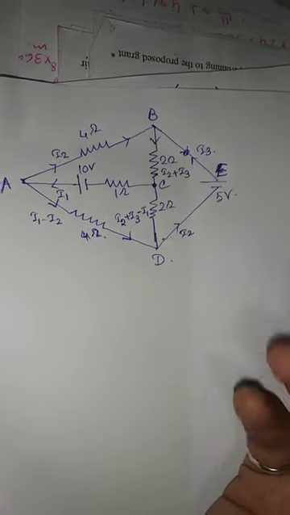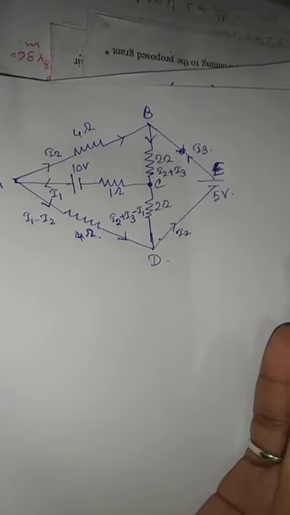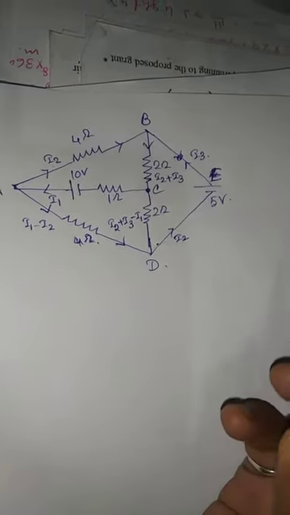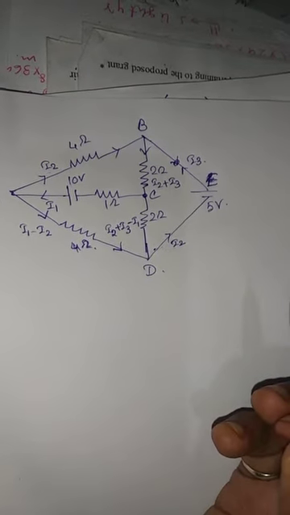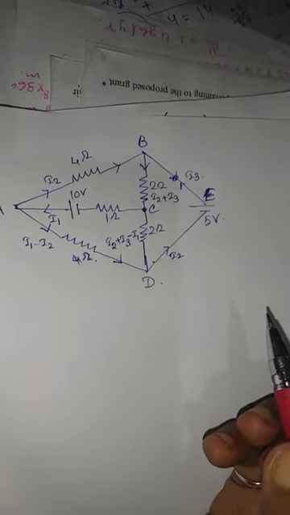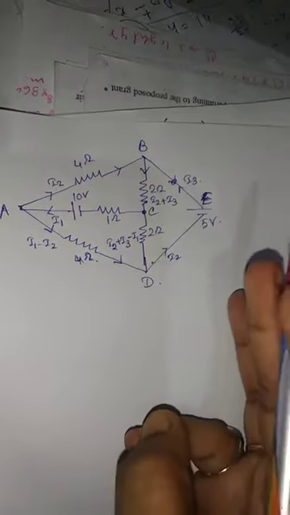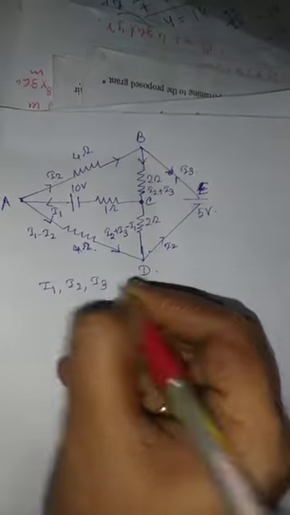Each branch of the network is assigned an unknown current to be determined by the application of Kirchhoff's law. To reduce the number of unknowns at the outset, the first rule of Kirchhoff's is used at every junction to assign the unknown current in each branch. So here I have assigned three unknown currents, that is I1, I2 and I3.